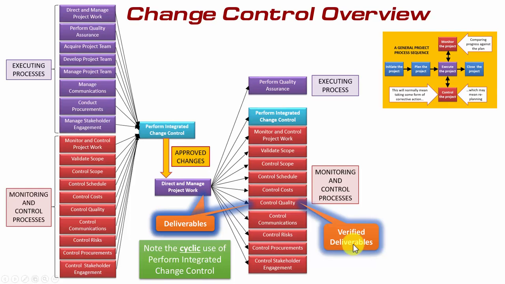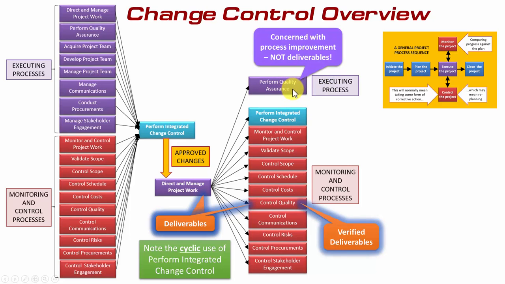But before I show you the next step, it's probably worth reminding you about the difference between the process control quality and perform quality assurance. This one is in monitoring and control processes, and this is an executing process. Folks often get very confused about the two. Let me clear this up right now. You see, perform quality assurance is concerned with process improvement and not the actual deliverables themselves. It's only control quality where each deliverable is inspected, measured and tested.